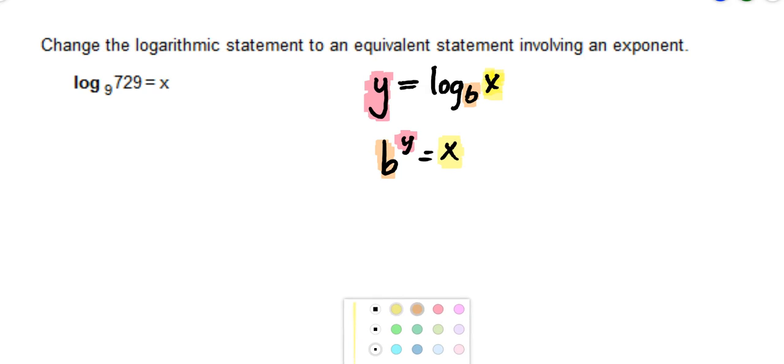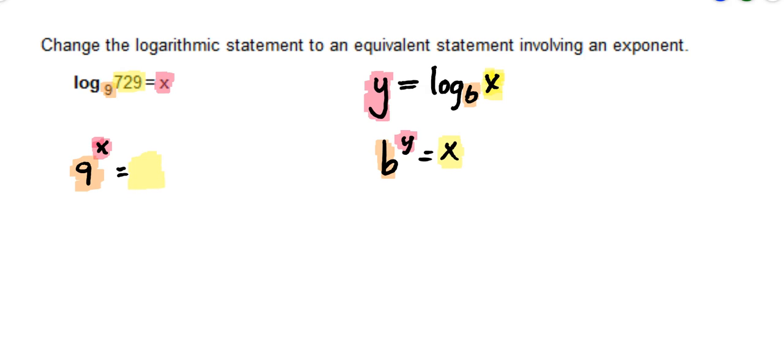So the base of the log will be the base of our exponential. So we're going to have 9 as the base. The log always equals the exponent. So this log equals x, and that will be the power on our base. And then what's inside the log, 729, is what our exponential expression equals. So the equivalent exponential equation is 9 to the x equals 729.